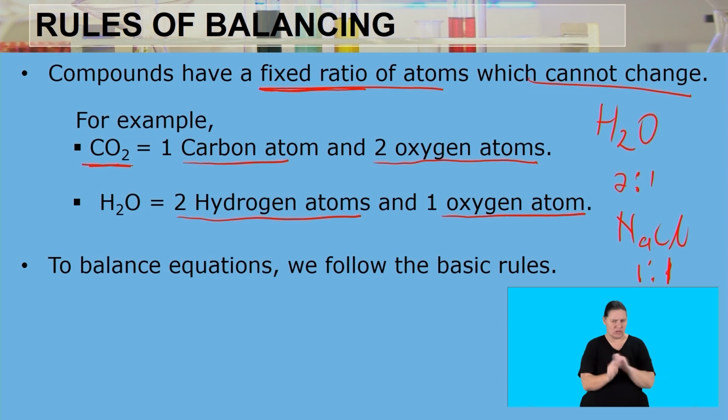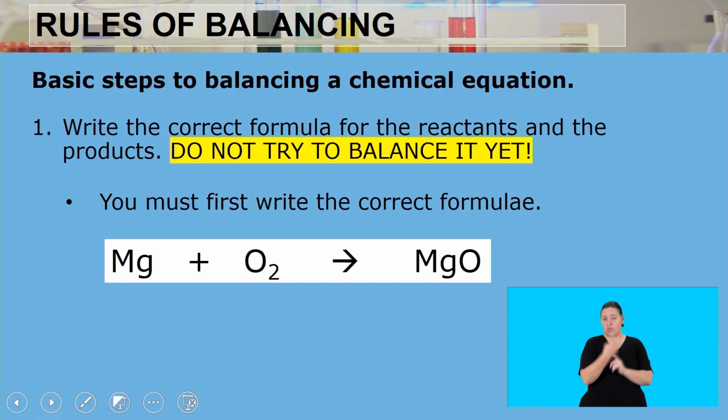So now, to balance the equations, we need to follow certain rules, as I've said. And what are those rules? Let's start. Rule number 1. You need to write the correct formula for the reactants and the products. When you write the correct formula of the reactants and the products, we are not balancing it yet. We're just writing out the correct information from the given question or from the periodic table.